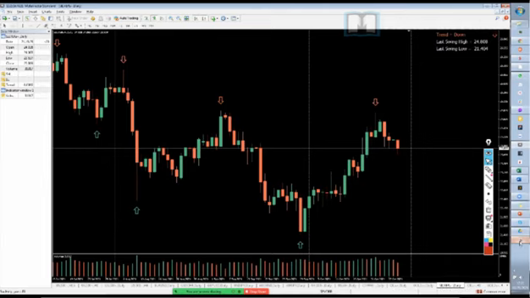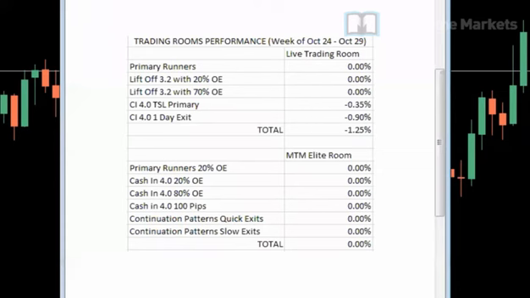Let's bring up the performance for the trade rooms. This week, for the live trade room, we had no entry for the primary runners or the liftoff strategies. For the cash in 4.0 fiscal primary, a small loss of negative 0.35%. Cash in 4.01 day exit, slight loss again with that, slightly higher than the TSO primary, 0.9%, total loss of 1.25%. No trades triggered on the MTM elite room.